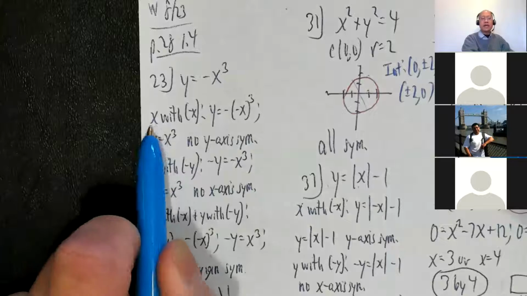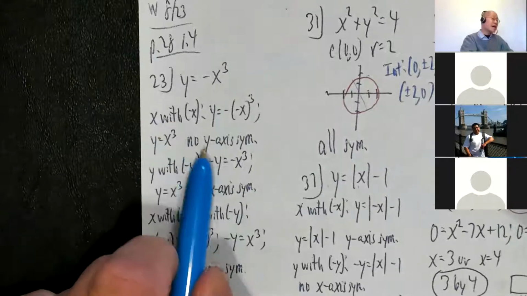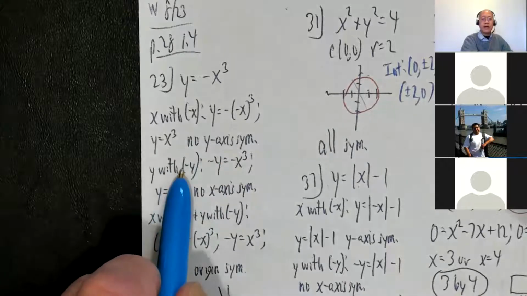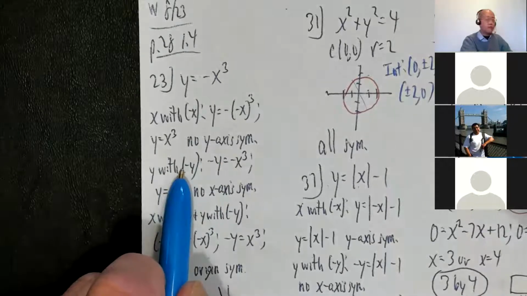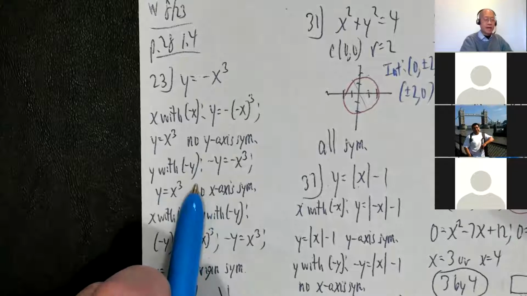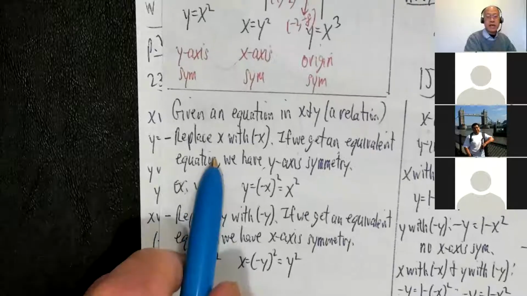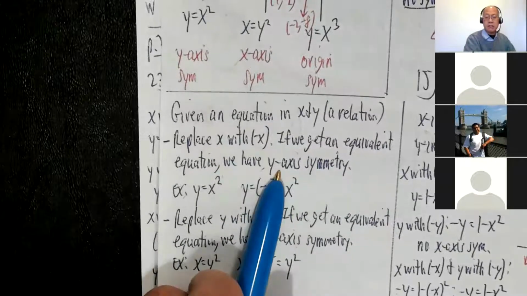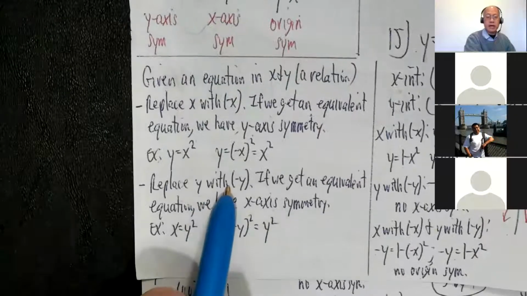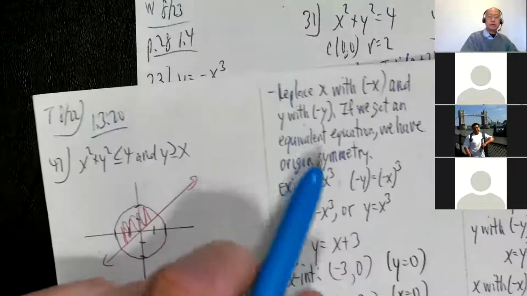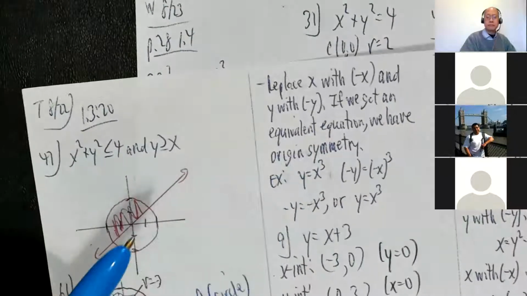And watch out, if you replace x with negative x, you get something equivalent. It's not x-axis symmetry, it's y-axis symmetry. And likewise, if you replace y with negative y, and you get an equivalent equation, you do not have y-axis symmetry, you actually have x-axis symmetry, right? So look back at the rules that we said here, right? Replace x with negative x, you're testing for y-axis symmetry. And if you replace y with negative y, you're testing for x-axis symmetry. And for origin symmetry, you replace both of them.